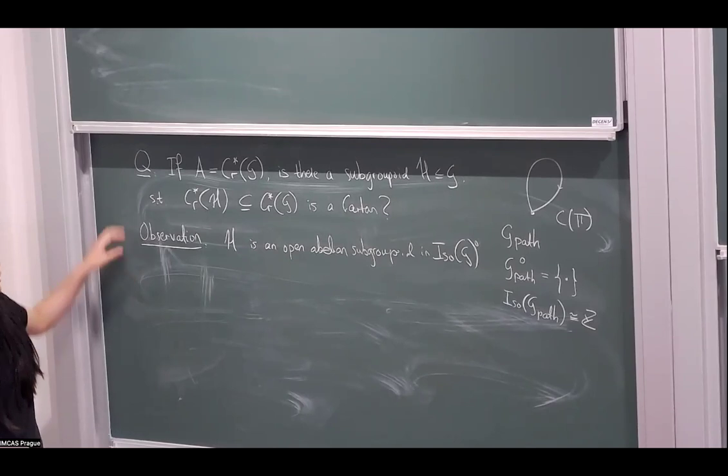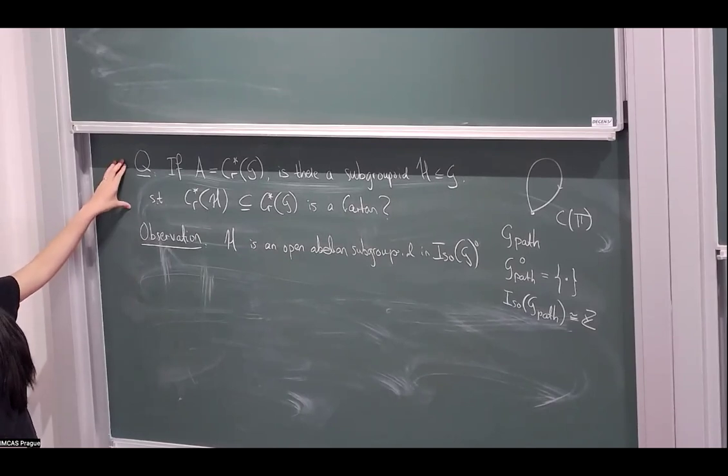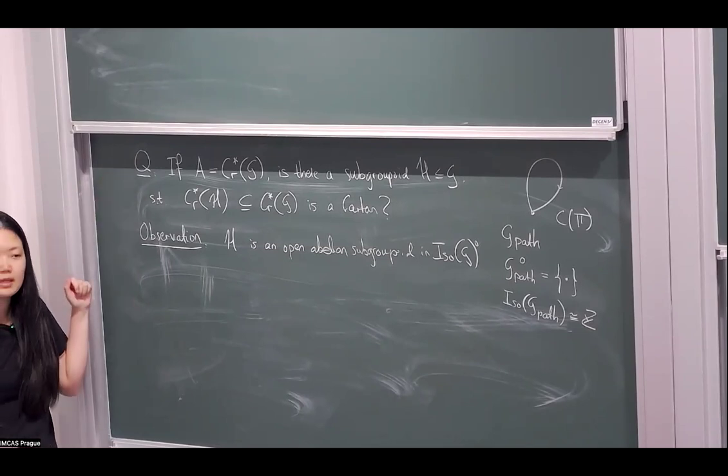So in conclusion, the answer to this question will be to find an abelian open subgroupoid in the interior of the isotropy that satisfies some further conditions so that you actually get a Cartan.